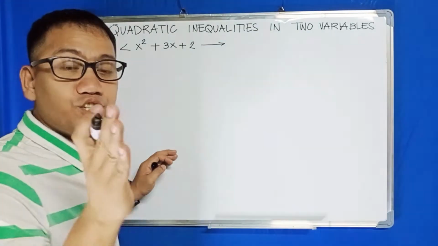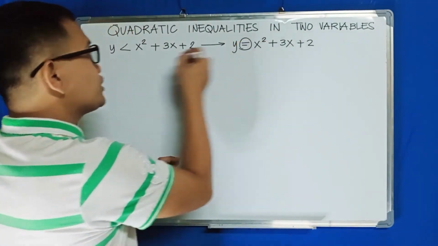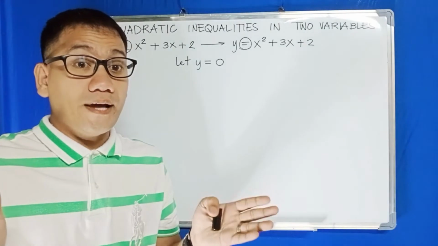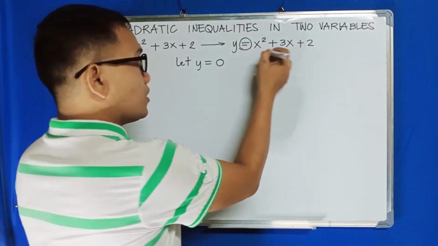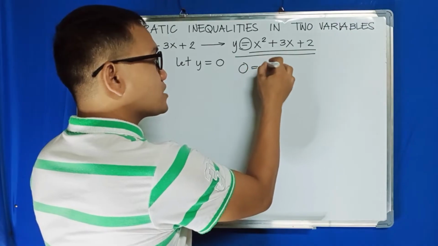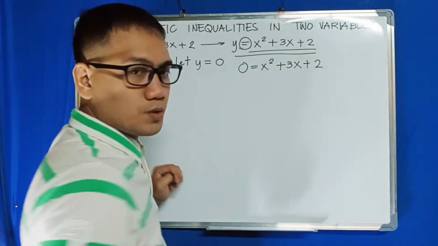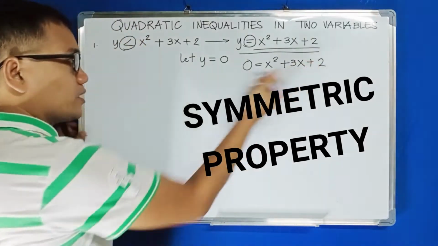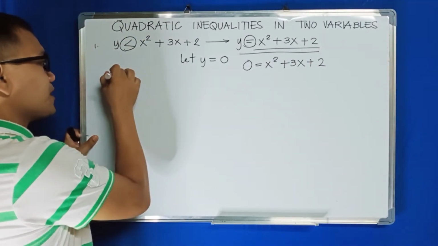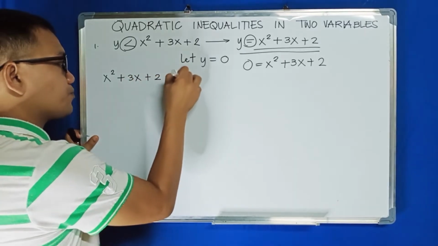So we will simply change the inequality symbol into an equal sign. So we will let y equal to 0, making this one a quadratic equation. So we have 0 equals x squared plus 3x plus 2. By symmetric property, we can write our quadratic equation as x squared plus 3x plus 2 equals 0.